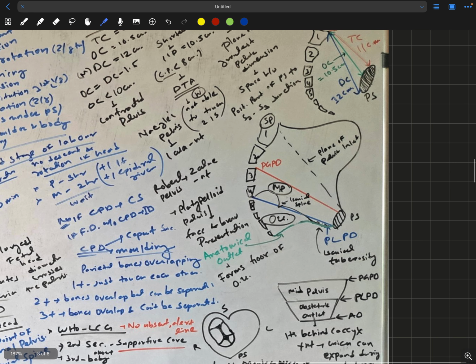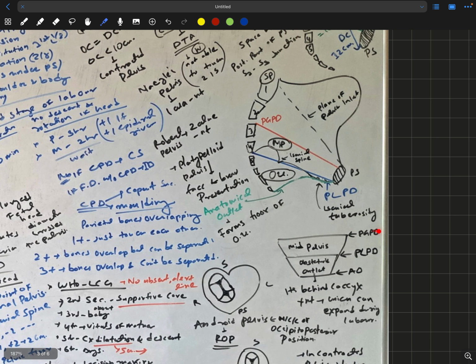Okay, so this is the mid pelvis. The mid pelvis is between the plane of greatest pelvic dimension and the plane of least pelvic dimension. This part is called the mid pelvis. The part between the plane of least pelvic dimension and the anatomical outlet is called the obstetric outlet. And what is the common plane between the mid pelvis and the obstetric outlet? It is the plane of least pelvic dimension.